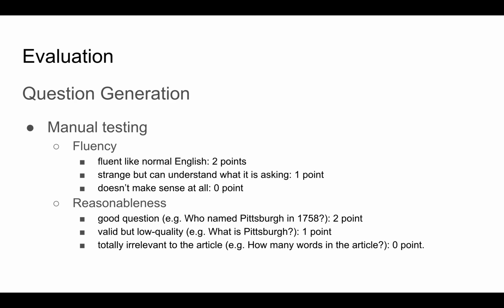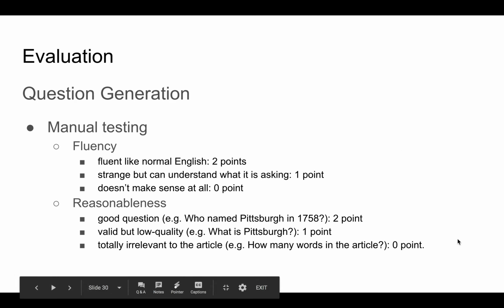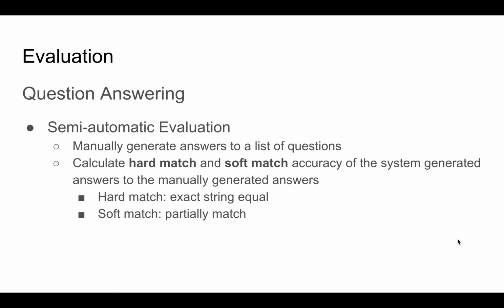In the last part, we will talk about our evaluation system. For the question generation, we apply manual testing on the fluency and reasonableness of the question. We will assign points as the rules listed out here. And for the question answering part, we had a semi-automatic evaluation system, where we first manually generate answers to a list of questions, and then have the system calculate the hard match and soft match accuracy on the system-generated answers and the manually generated answers. The hard match is the exact string equal, and the soft match is a partial match.